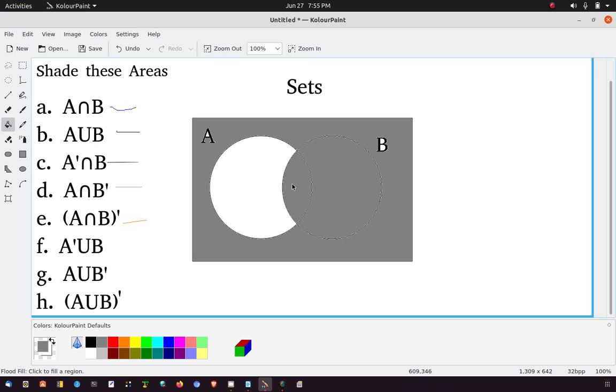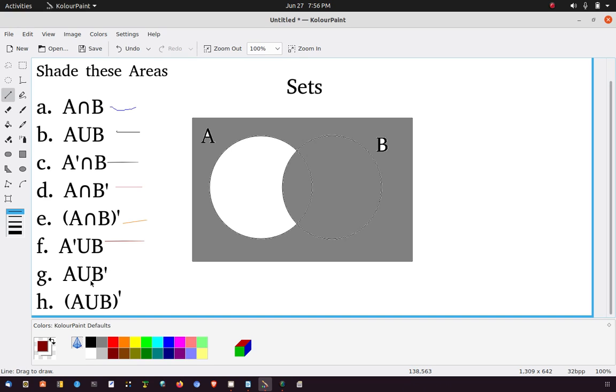So all of this is in A complement union B. Right? Right here is not in A complement, right? But it is in B. And as long as it is in one of them, even if it's not in the other, it should be included in union. So A complement union B is this. All right. So we're done with this one.